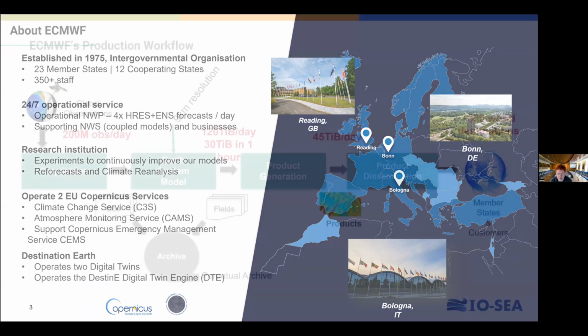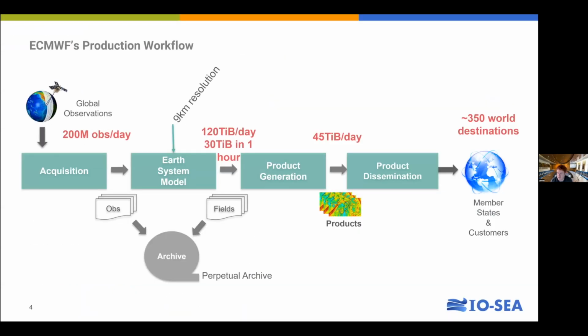Okay, so our operational workflow really sets the scene for why we have to be so careful with our data management. And this is what it looks like for us to produce a forecast from end to end. So first of all, we're receiving global observations from all sorts of sources around the world: satellites, weather stations, weather buoys, sensors on aircraft. In total, we receive about 200 million observations per day, which feed into our acquisition system.